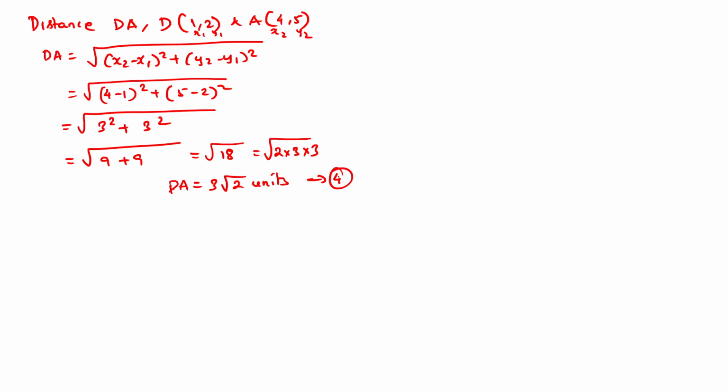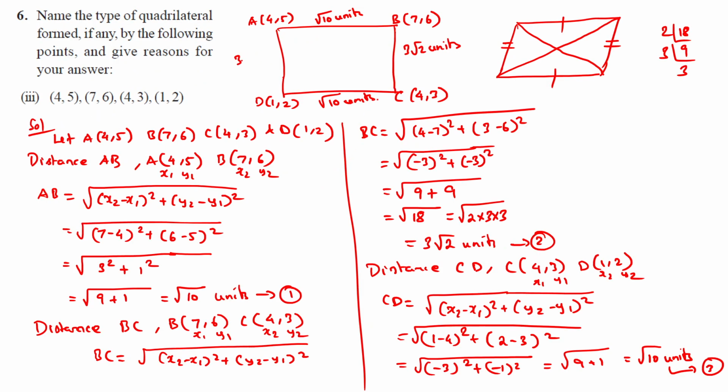This is equation number 4. So we found this is also 3 root 2 units. Opposite sides' lengths are equal. So we could not stop here, because it may be a rectangle or it may be a parallelogram. There is a possibility, so we need to find the distance of AC and also BD. If the distances are equal, we can conclude it is a rectangle. Otherwise, we can conclude it is a parallelogram.